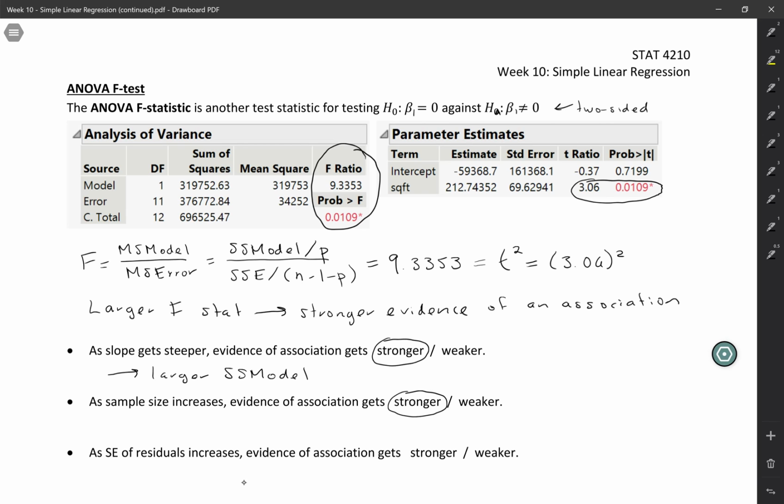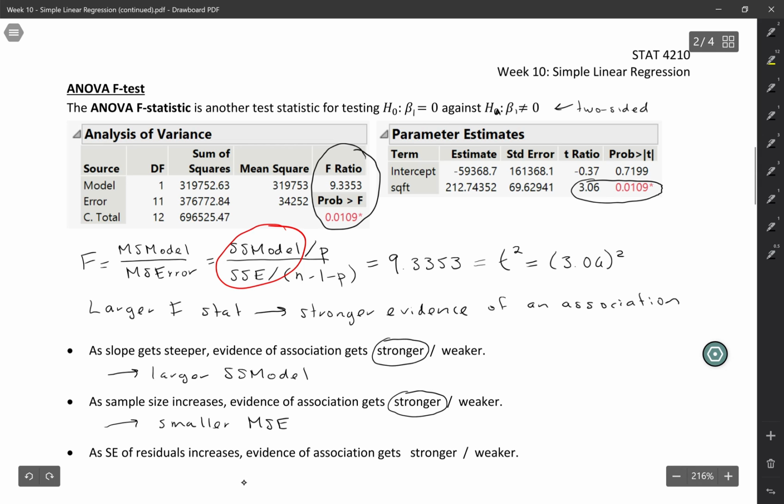But where this shows up in the F statistic is in the mean square error. And specifically, we're going to have a smaller MSE value, right? Because as our sample size gets bigger, that's going to make this whole denominator smaller. So remember, the F statistic takes into account not just the strength of the association, the variability explained and unexplained, it also accounts for the sample size.